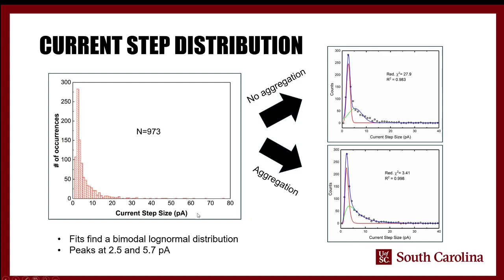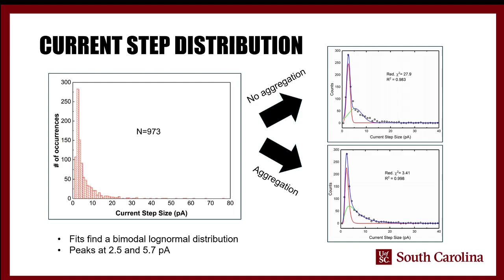You can see both the Gaussian and the log normal give decent fits. The R squared of the Gaussian is 0.983, but the R squared of the log normal is 0.998. So it's clearly much better. And that's also reflected in the chi squared value. For the Gaussian, it's 27.9, and for the log normal, it's 3.41. And generally you want the chi squared to be as low as possible.